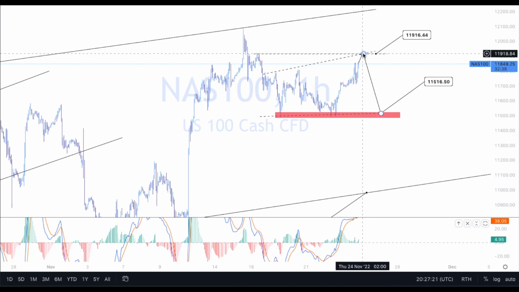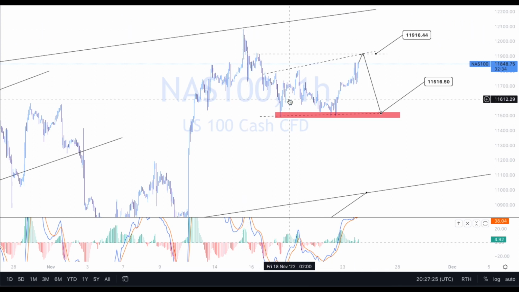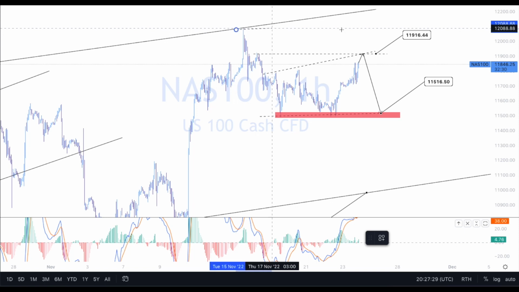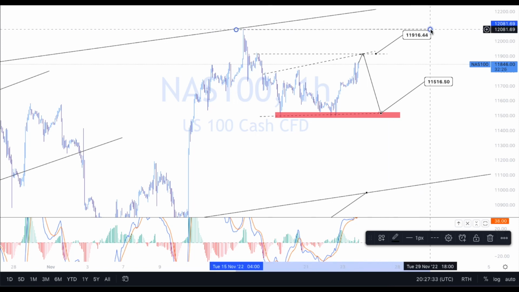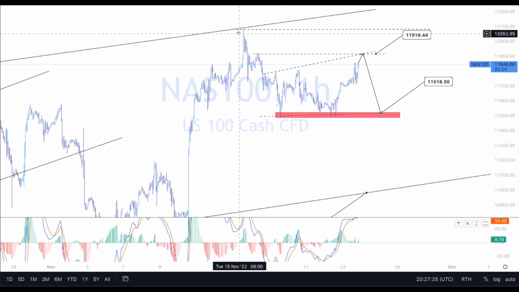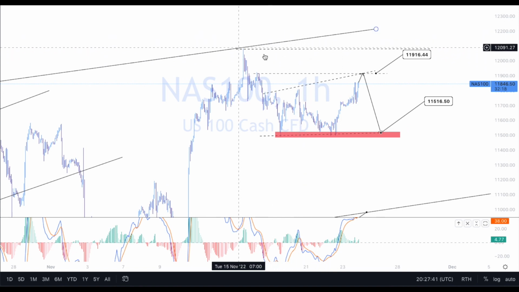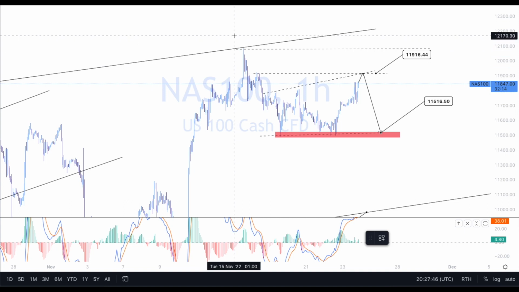However, price may even push all the way up here. Let me just draw this little level out. Price may come all the way up to this zone. Why do I say that? Because it would want to fill this wick. So this area is a potential liquidity grab area, this whole zone.